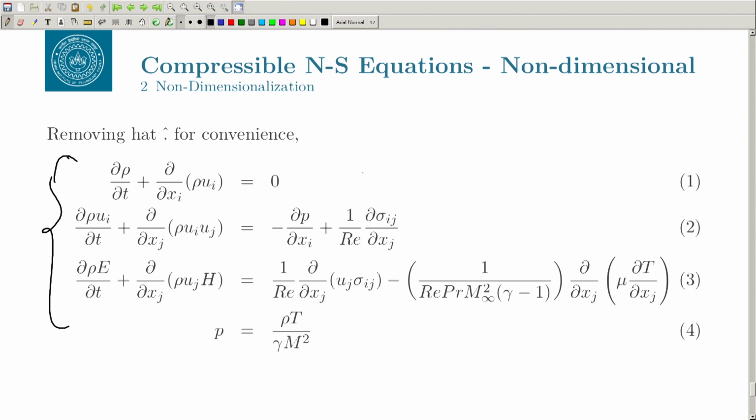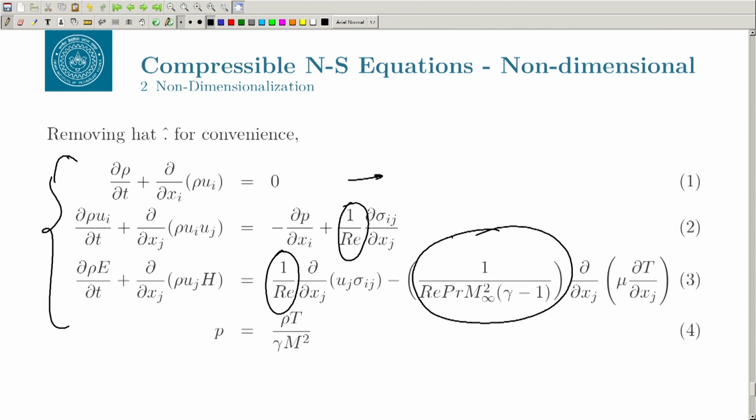Okay. So, you can see the first one looks very similar to the dimensional form, the second one is also very similar, except that you have this 1 by Re term, okay, and the third one has got this 1 by Re term in your stress term, and 1 by Re Pr Mach square gamma minus 1 in your thermal conductivity term, and your equation of state changes, and it becomes P equal to rho T by gamma M square. So, if you are developing a solver for the non-dimensional flow, you will be basically solving these equations. If you are developing a solver for the dimensional flow, you will basically ignore this 1 by Re and all these terms, okay, and you can write your solver accordingly, and there P will be equal to rho R T.